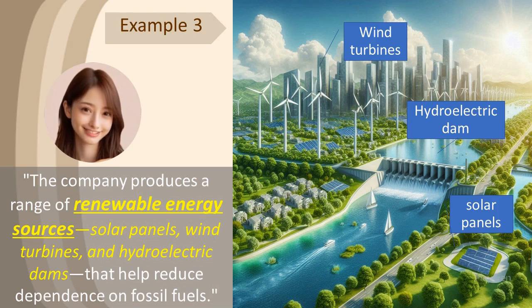The company produces a range of renewable energy sources: solar panels, wind turbines, and hydroelectric dams that help reduce dependence on fossil fuels. In the sentence, the clue words for example, such as, or like are not given, but readers can see 3 examples of renewable energy sources, which tell them that the 3 natural energy sources can be renewed naturally and do not run out when used.